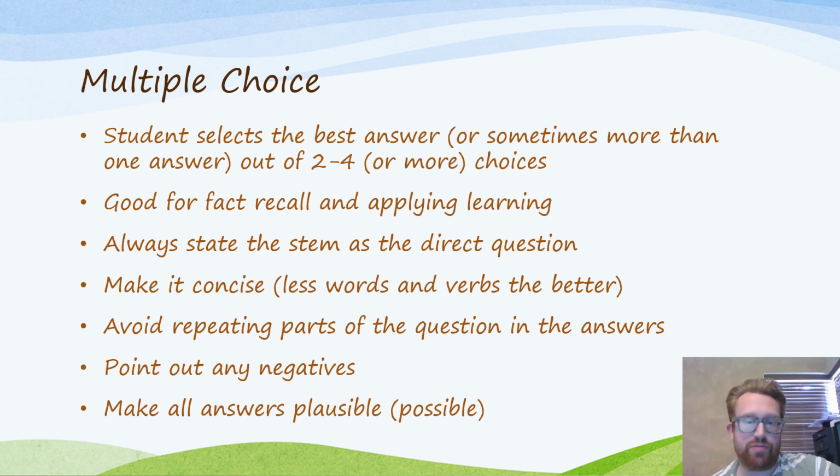And make all of your answers plausible, meaning make them all possible, okay? One of the best pieces of advice that I ever got in designing test questions was, when you make a multiple choice test, you have your 4 answer choices. Make one of them completely false, okay? Then make one of them completely off the wall. And then make 2, one the answer, and one that's very close or similar to the answer. And here's the reason why.